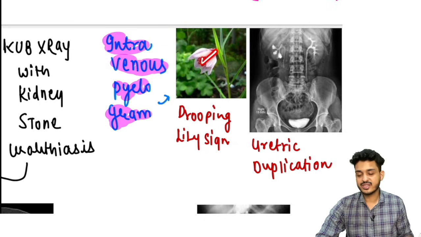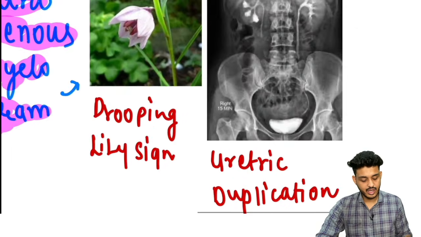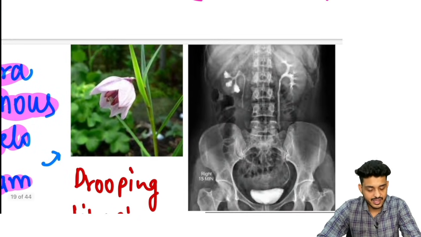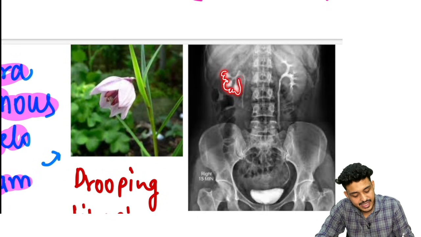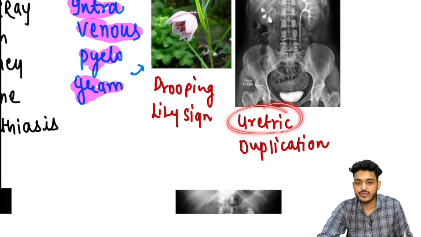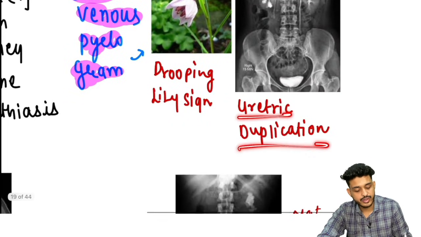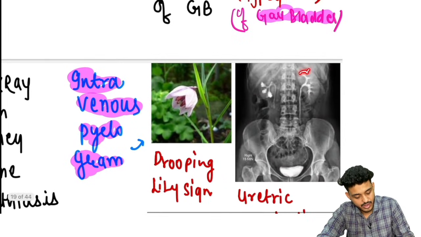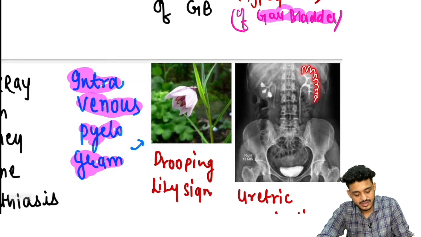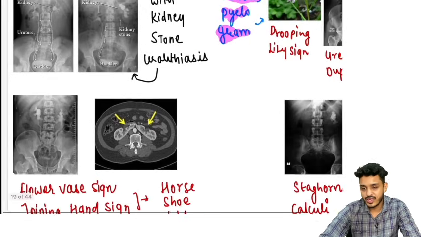So when you can appreciate this drooping lily sign, can you appreciate the same sign over here? This is also considered as drooping lily sign, and this is seen in the cases of duplication of the ureter, right? So you will be finding this particular thing in the cases of ureteric duplication with the upper moiety, right? This is normal, this is okay, this is completely fine, right? But here you are finding what, this sign is known as drooping lily sign, seen in the ureteric duplication, beta.